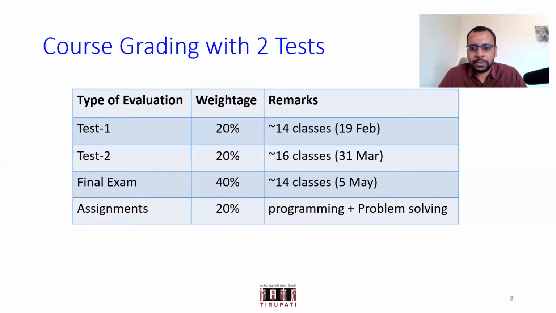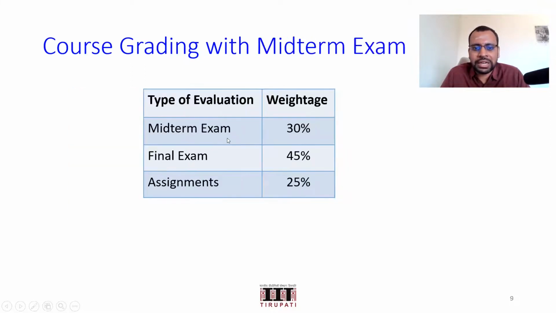Depending on the situation, the call will be taken. In that perspective, we will very likely go with just one test. I wanted to clarify this because the class committee meeting will be there sometime this week. How do I plan to modify the weightage? Test 1 and test 2 are 20% each. If there is a single test, I would increase that test by 10%, and the remaining 5% I will adjust between the final exam and assignments. So your weightage could become 30%, 45%, and 25%.